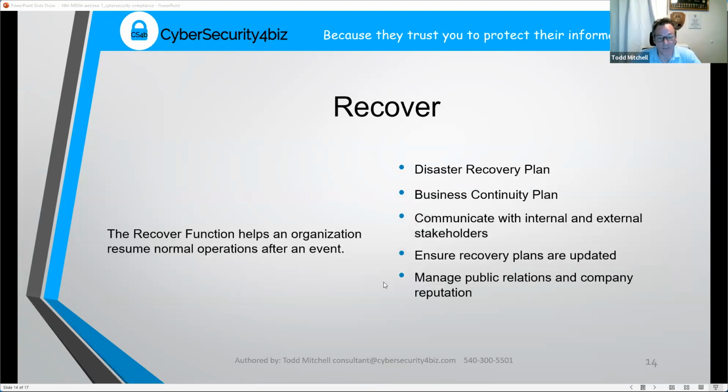And then the final section is on the recovery. So now that it's over with and the incident's done, you need to make sure that you're able to recover from this. And that's where usually you have a disaster recovery plan or a business continuity plan in place.